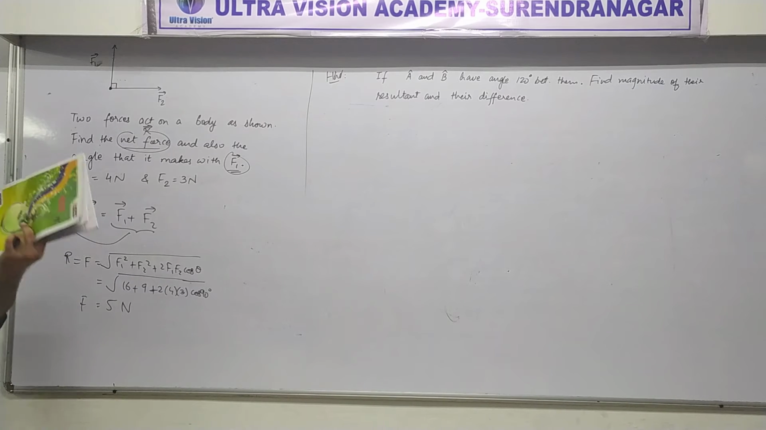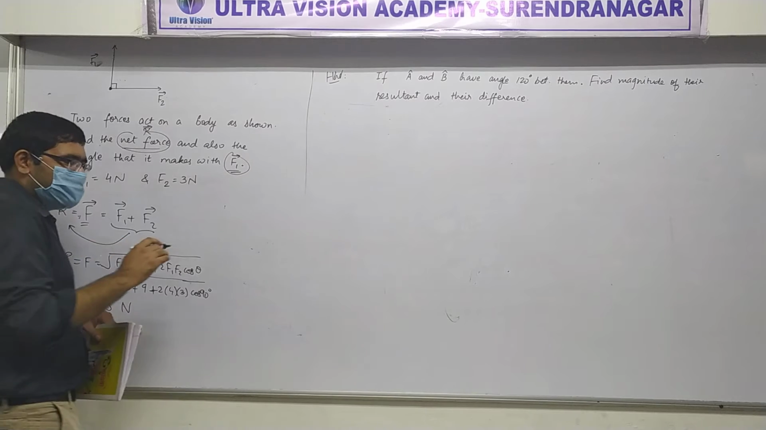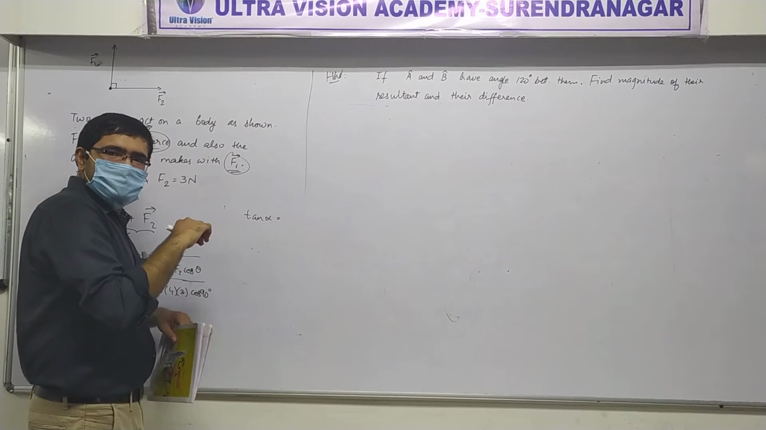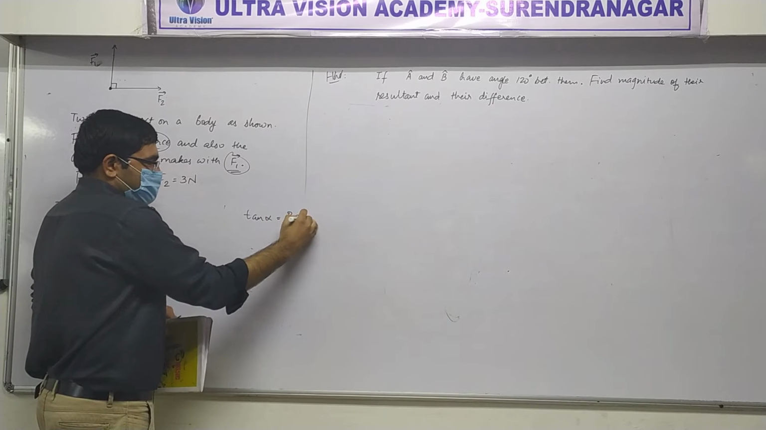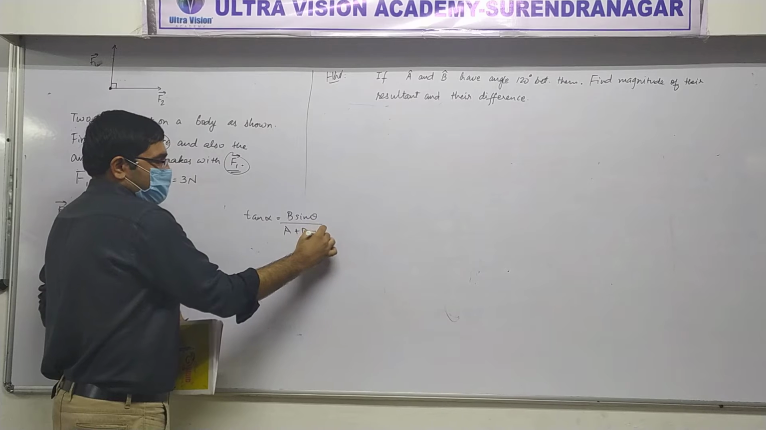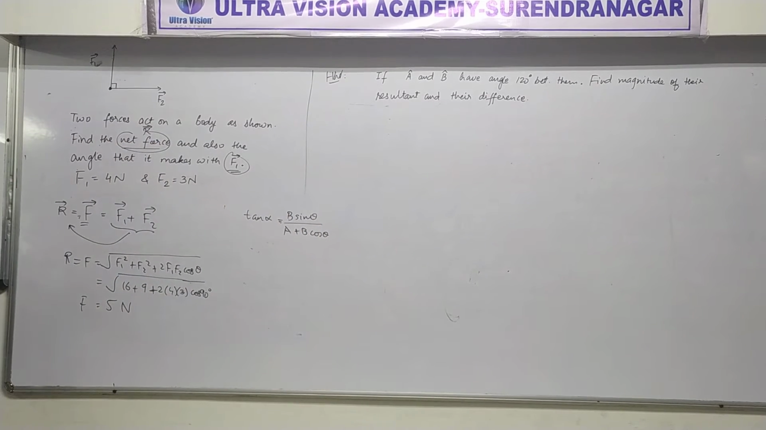Yes, Anjali? What's on the left side? tan alpha. Tan alpha equals B sin theta upon A plus B cos theta. Right? So that's the formula.